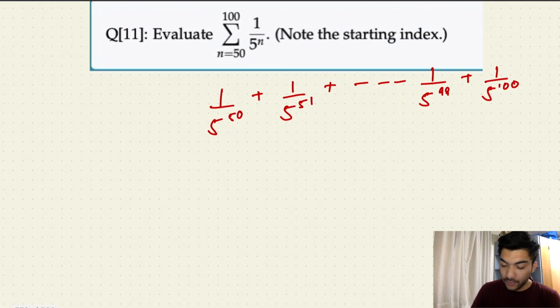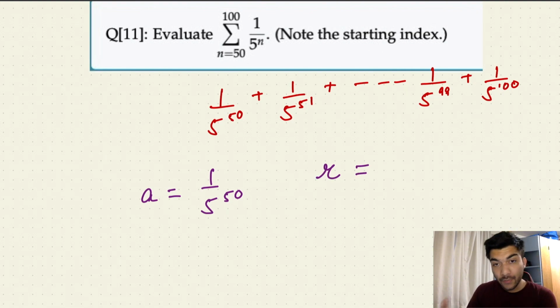In order to get the first term, you just need your starting value of n. In this case, you see that n is starting from 50 and not 0. So the first term is this term over here, which is 1 over 5 to the power 50. And in order to calculate the r, there's a simple approach.